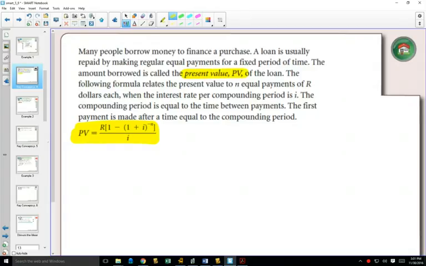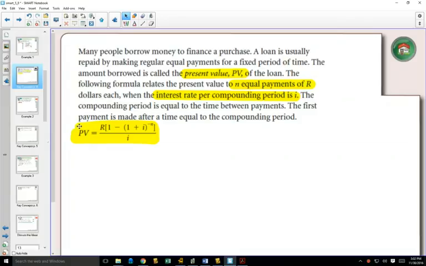Again, the interest rate per compounding period is I. You're making payments of R, and N is the number of payments. Again, if this came up on an exam and they said, show algebraically, you would have to know how to rearrange this formula to get things by itself and to solve for it.